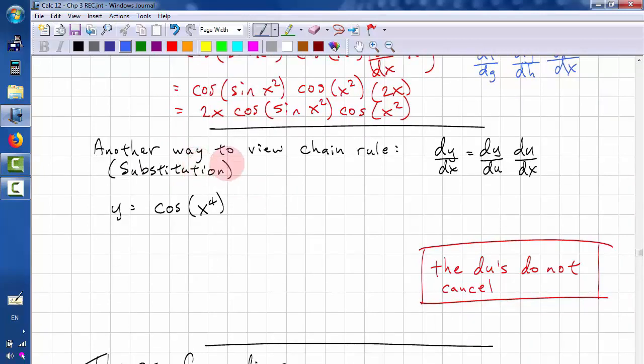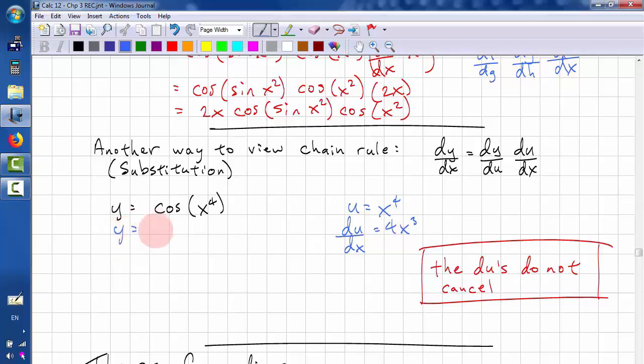Okay, another way to view the chain rule. I'm showing you different ways so that you can see what we're trying to do, and maybe one way works easier for you than another way. So we let u equal x to the power of 4. So du dx equals 4x cubed.